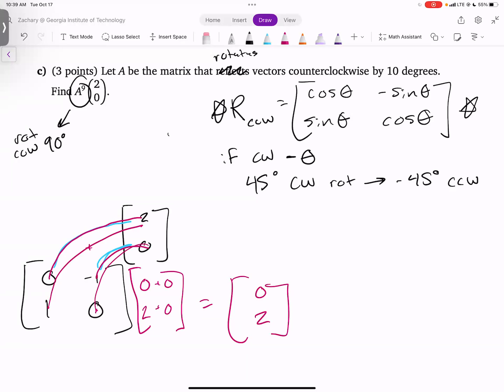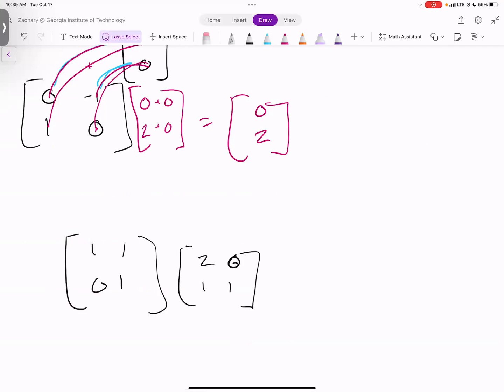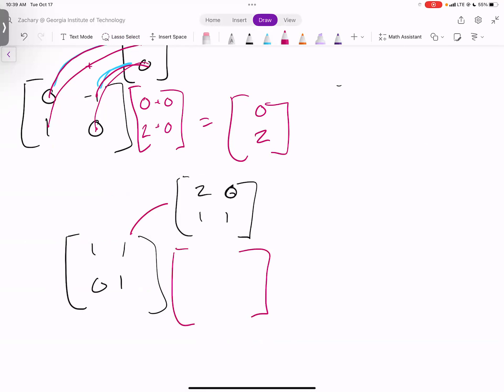If we had something a little bit more complicated for matrix multiplication, like maybe we have 1, 1, 0, 1 times 2, 0, 1, 1. The way we would do this, we move this one up. We're going to have a resulting 2 by 2. We build our bridges from here to here and here to here.